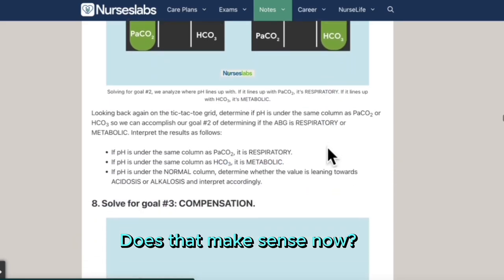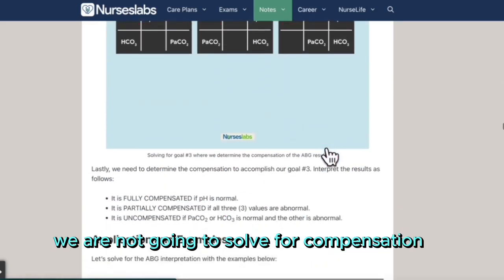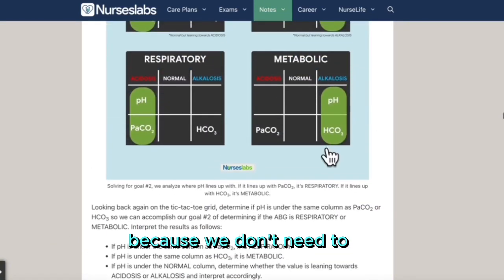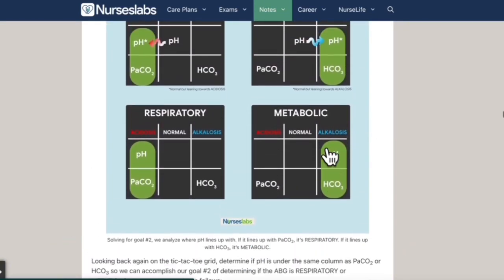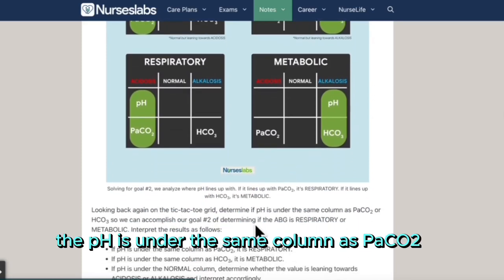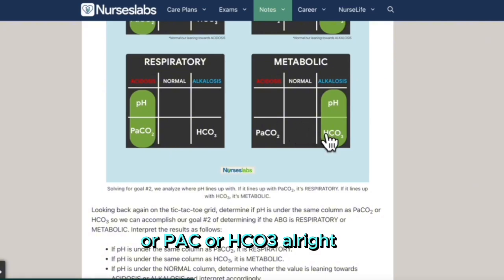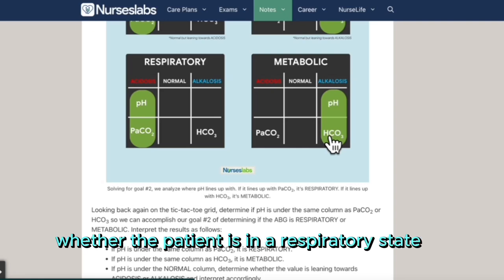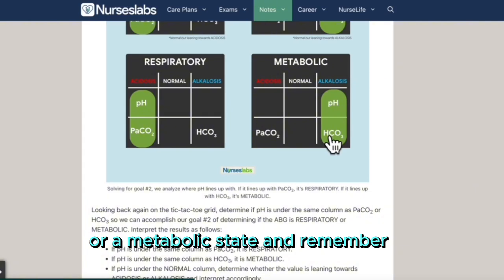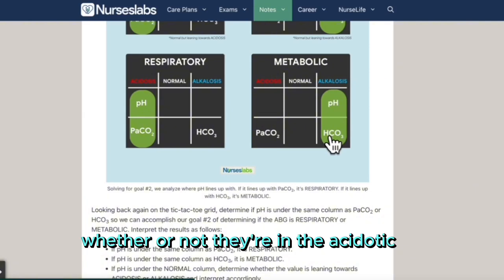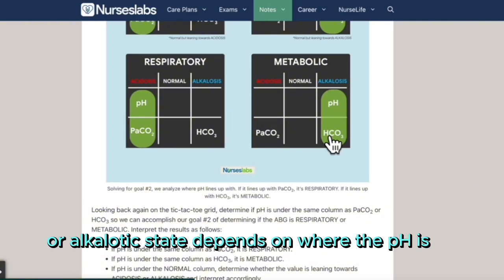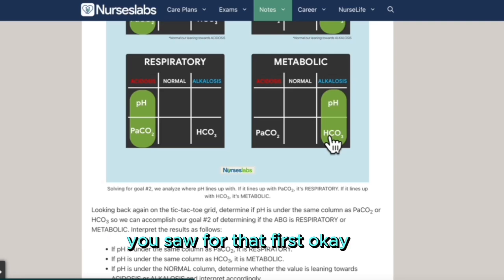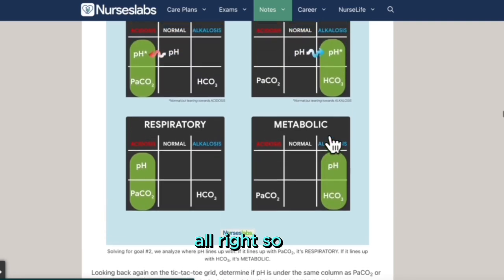Does that make sense? Now, we're not going to solve for compensation because we don't need to. So we're not going to take that look. We're really just determining if the pH is under the same column as PaCO2 or HCO3. And then from there, we can determine whether the patient is in a respiratory state or a metabolic state. And remember, whether or not they're in the acidotic or alkalotic state depends on where the pH is. You solve for that first.